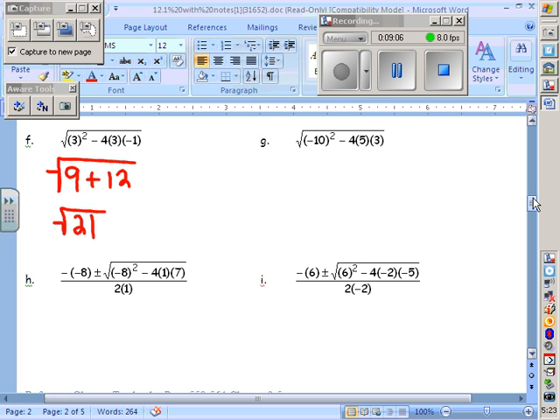And then we have negative 10 squared under the radical, and negative 10 squared will be 100, minus 4 times 5 times 3. Negative 4 times 5 is going to be negative 20, times 3 is negative 60. And then we have the square root of 100 minus 60, which is going to be the square root of 40.